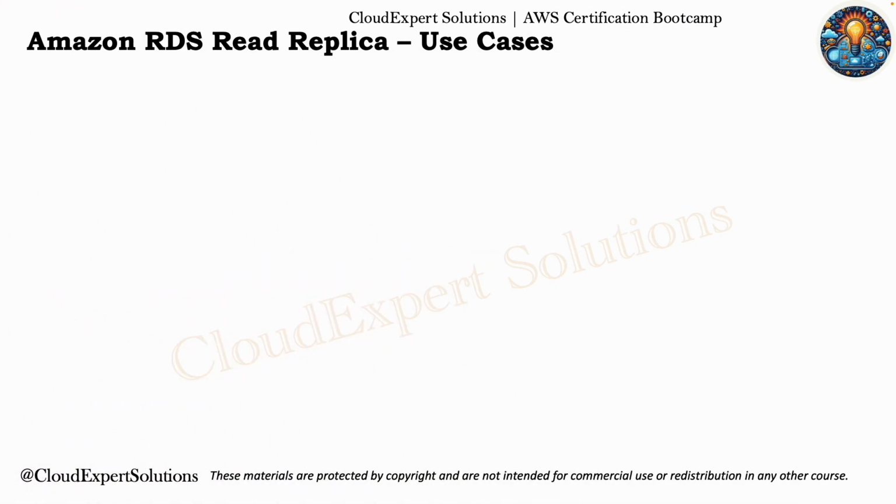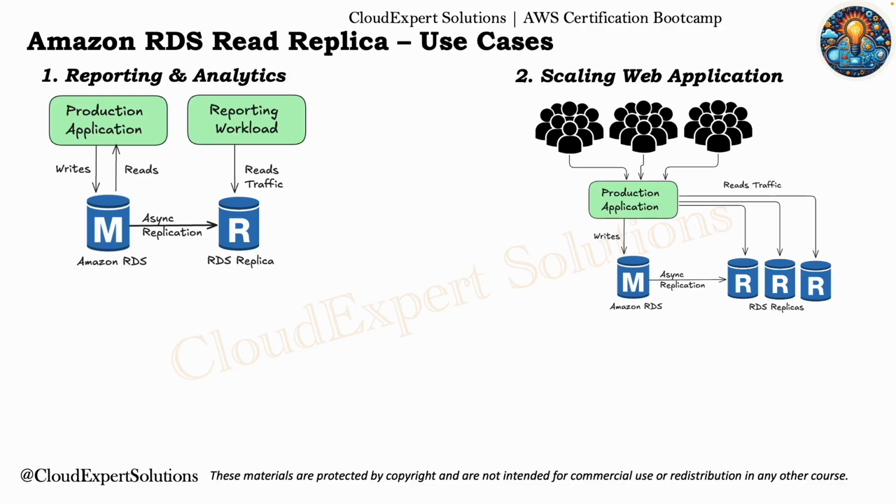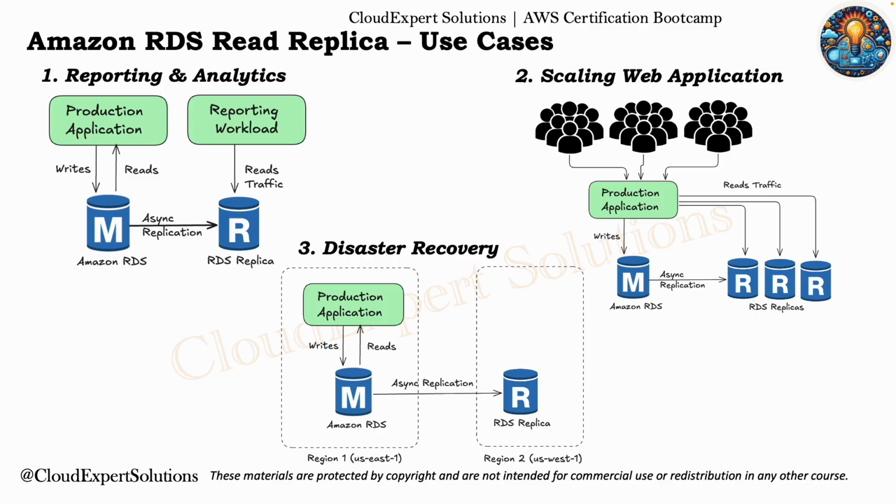So when should we use read replicas? To start with, first, for reporting and analytics. Instead of running heavy queries on your production database, you can run them on a read replica. The second one, for scaling web applications. When you have thousands of users browsing, checking availability, or reading data, read replicas will help spread that load. And third, for disaster recovery. A cross-region read replica can serve as a standby copy. And if your primary region goes down, you need to manually promote that read replica, and there is no automatic failover in the case of an Amazon read replica.